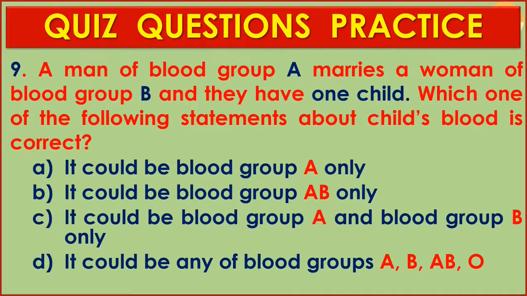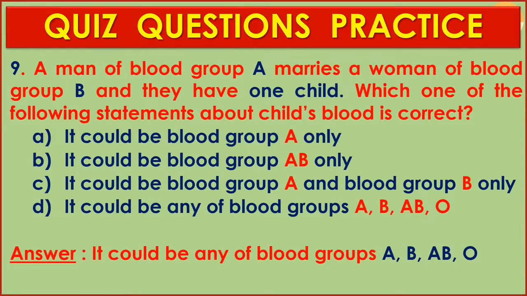A man of blood group A marries a woman of blood group B and they have one child. Which one of the following statements about the child's blood is correct? The options are: it could be blood group A only, it could be blood group AB only, it could be blood group A and blood group B only, or it could be any of the blood groups A, B, AB or O. The correct answer is option D. It could be any of the blood groups A, B, AB and O.